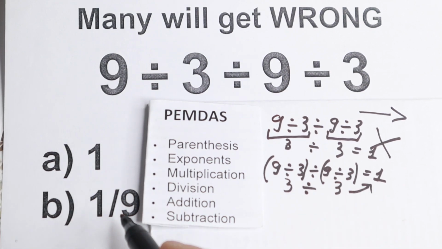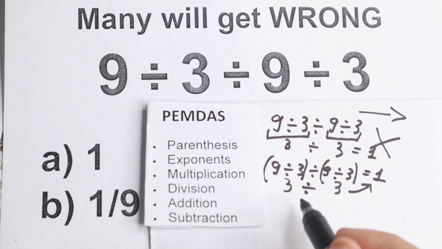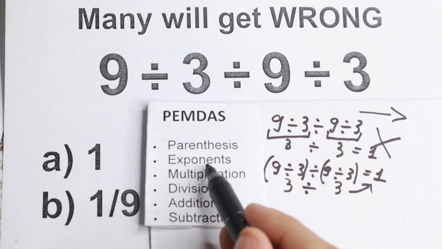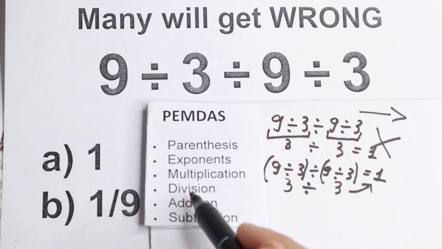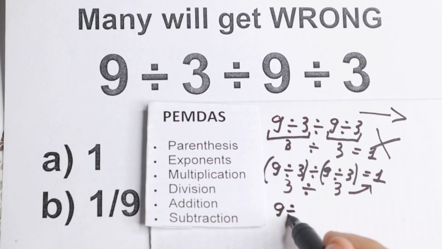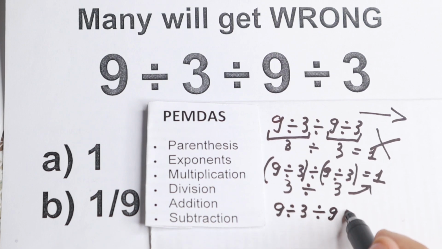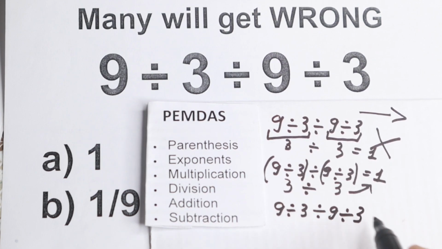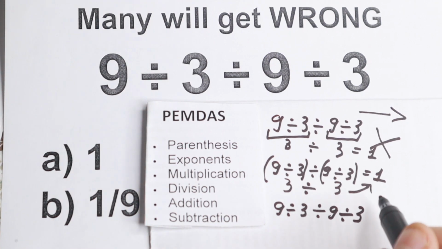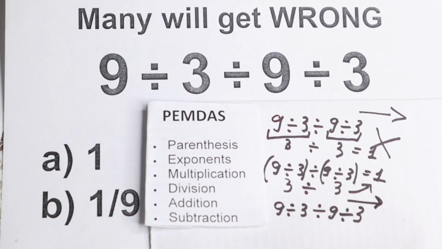But what about option B? How can we prove that option B will be the correct answer? So take a look closely. We don't have parentheses, we don't have exponent, we don't have multiplication, and we have only division. So we need to go from left to right, and let's go step by step. 9 divided by 3, divided by 9, and divided by 3. Okay, so let's go from left to right. This is the main rule right here, from left to right.